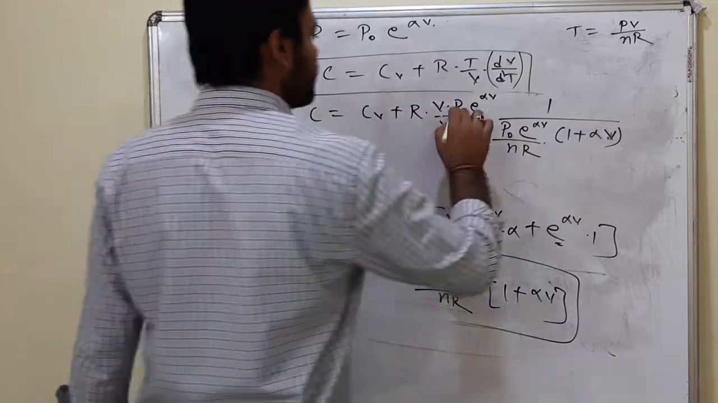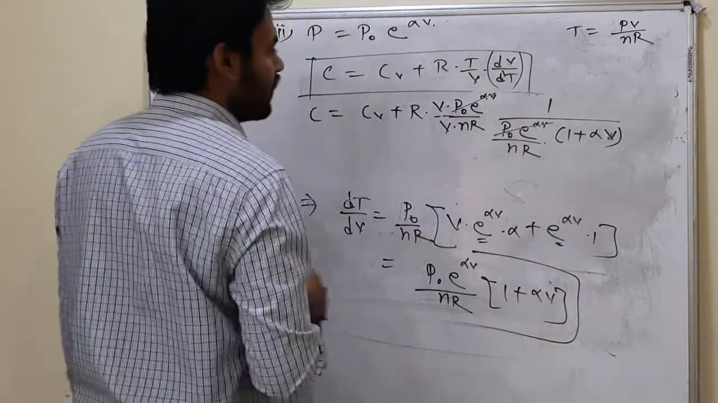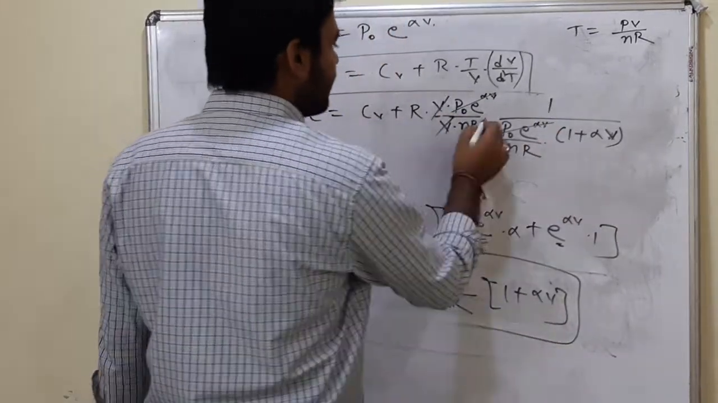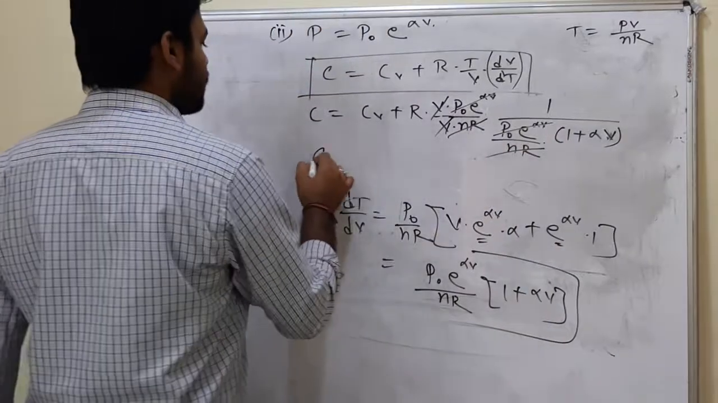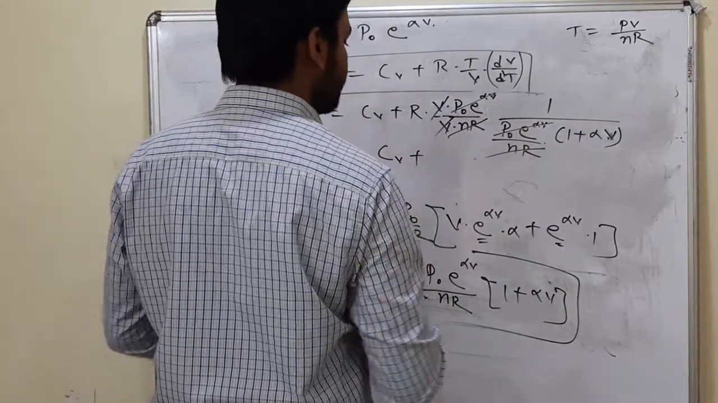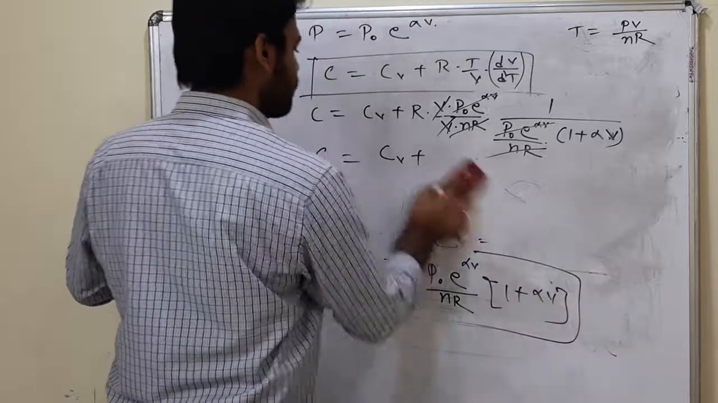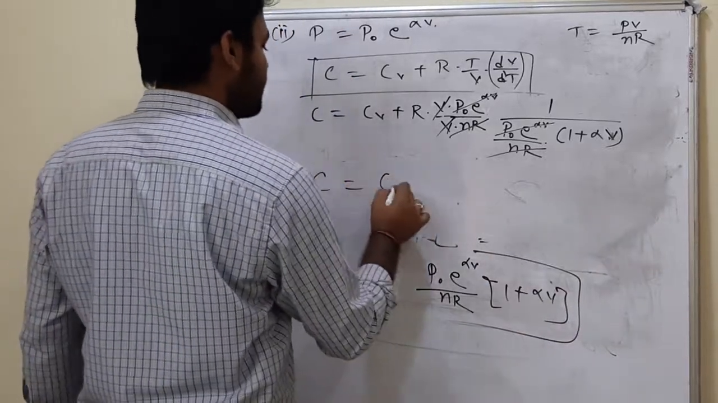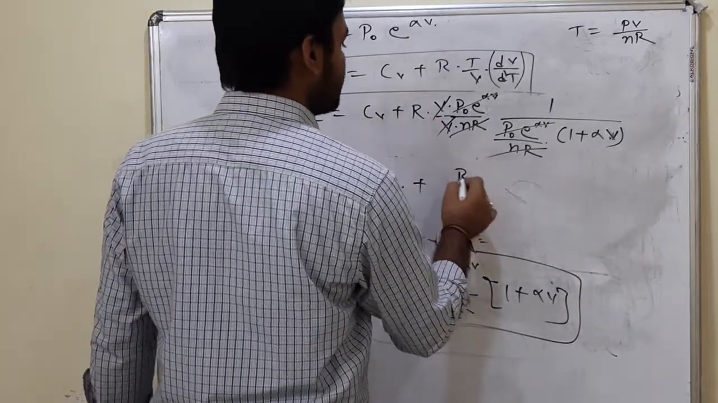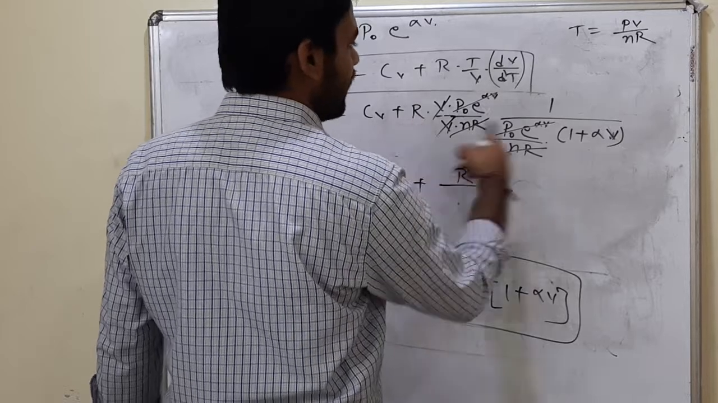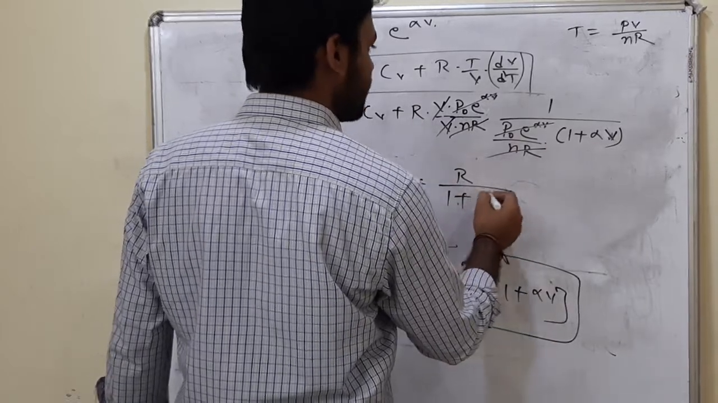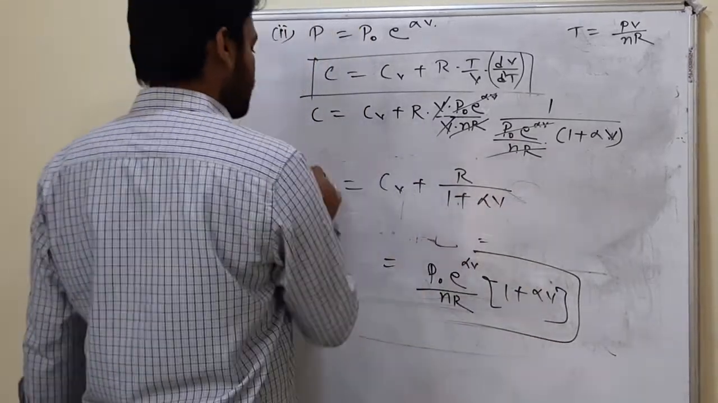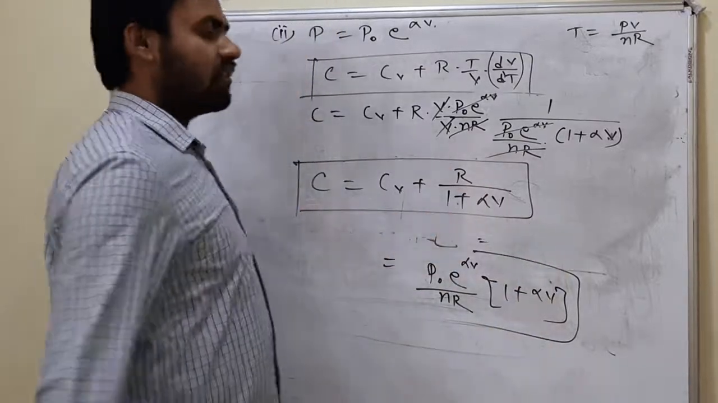Now we can see these two terms are cancelling, the volume and volume are also cancelling, and the nR will cancel out. So we are getting C as Cv plus, here it is just R, and in the denominator it is 1 plus alpha V. So that is the answer for the second process.